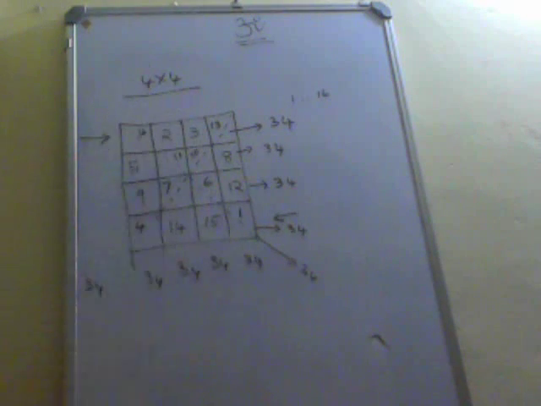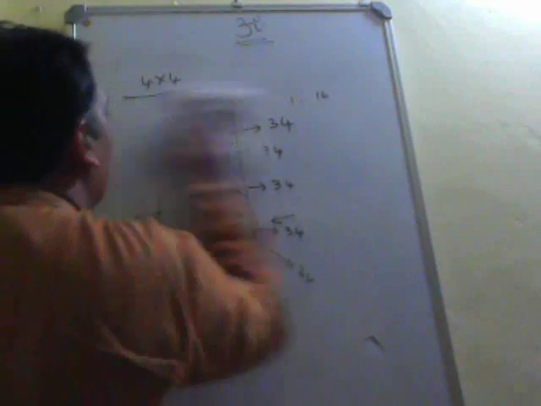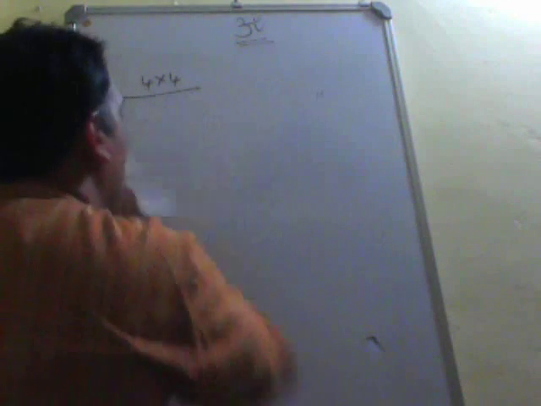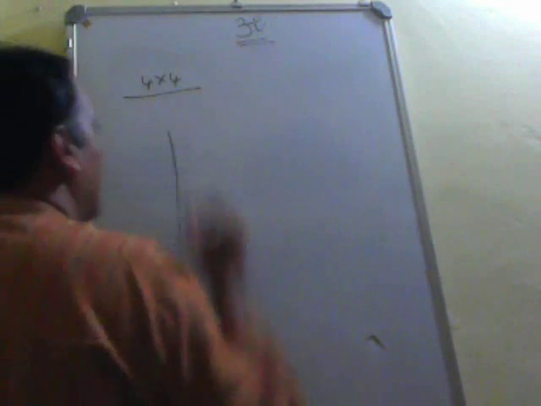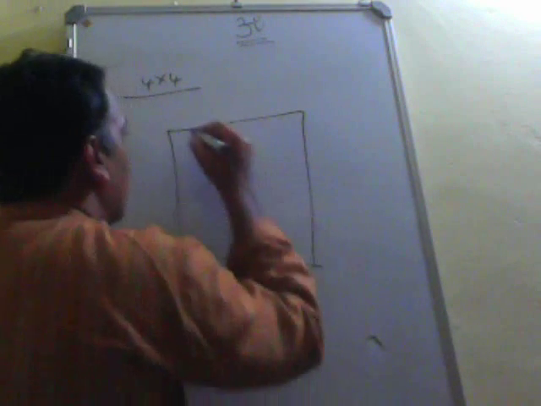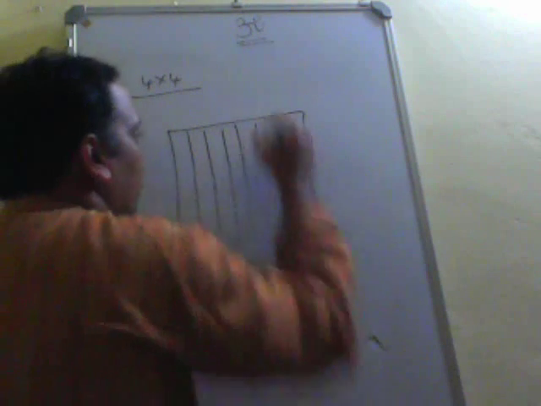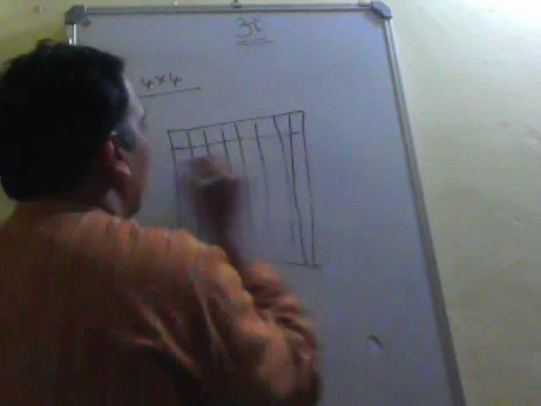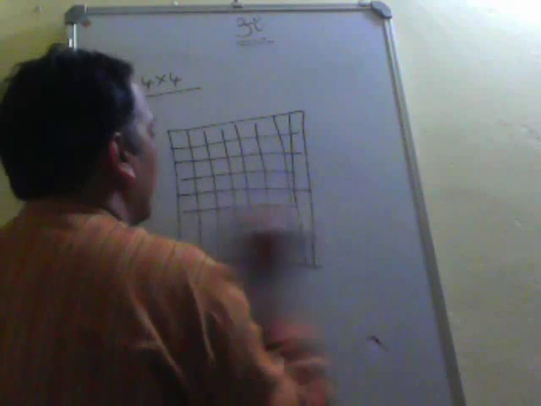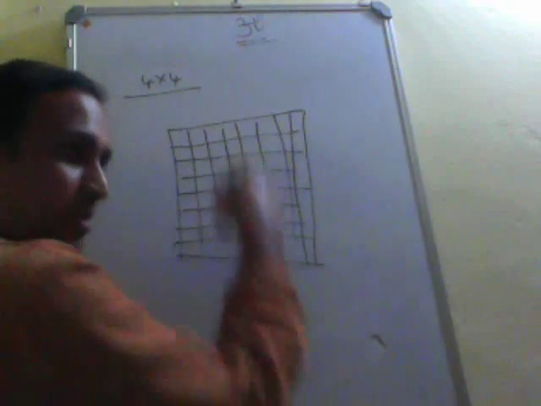You can do it for 8 by 8 also. Same method, but the only thing in 8 by 8 and others, I will just tell you. We will not do it here because it will take time. Let us say you take an 8 by 8 matrix. 1, 2, 3, 4, 5, 6, 7, 8, and 1, 2, 3, 4, 5, 6, 7, 8. 8 by 8 you get.